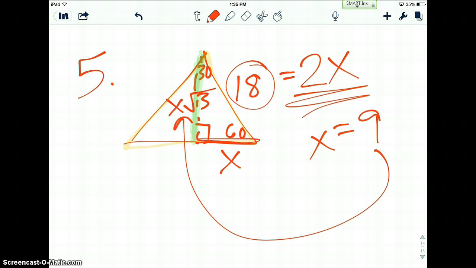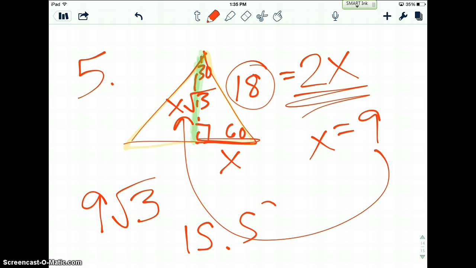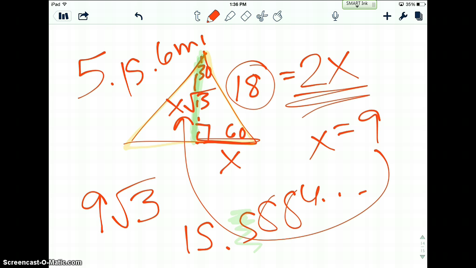So if I plug that in here, it's going to be 9 root 3 in simplified radical form. But if I actually calculate that out on the calculator, root 3 times 9, I end up at 15.5884, and so on. And it says to round to the nearest 1/10. So at this spot, is it going to be 15.5 or 15.6? Looks like it's going to be 15.6 millimeters.